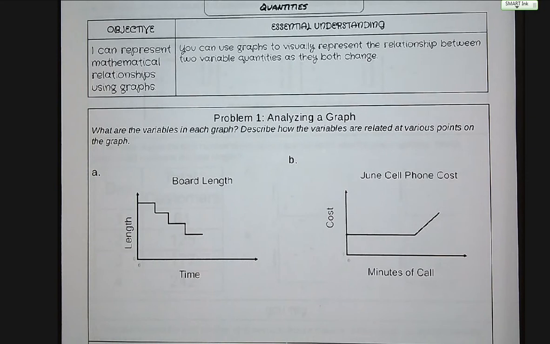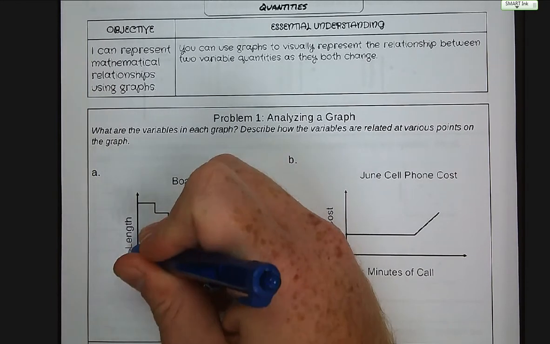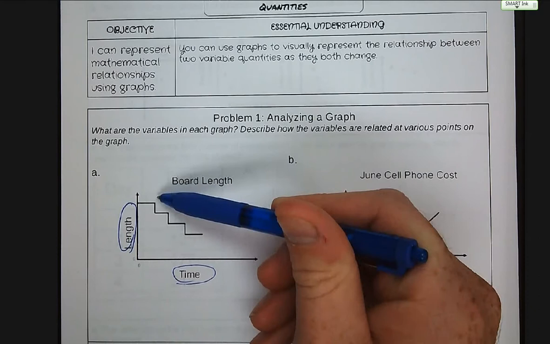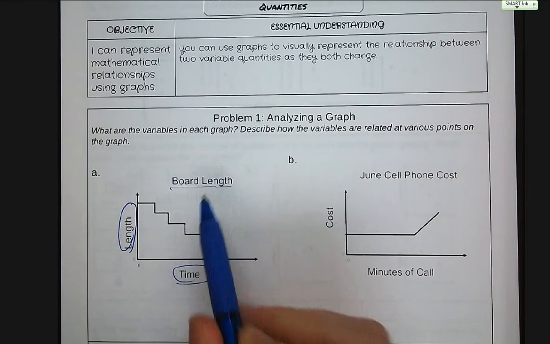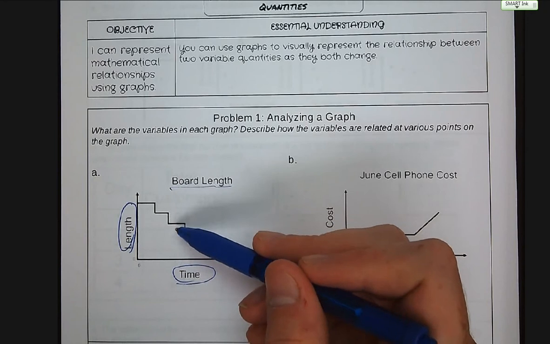The first thing we want to identify is what the variables are in each graph. And then second, we want to describe how they are related at various points on the graph. So for letter A, our two variables are going to be time and length. And what we can see is as time goes on, the length of our board, that's right, we're talking about board length, is getting shorter as time goes on.